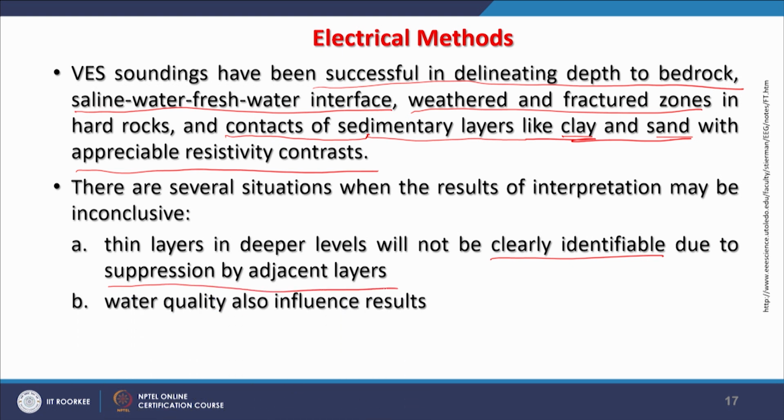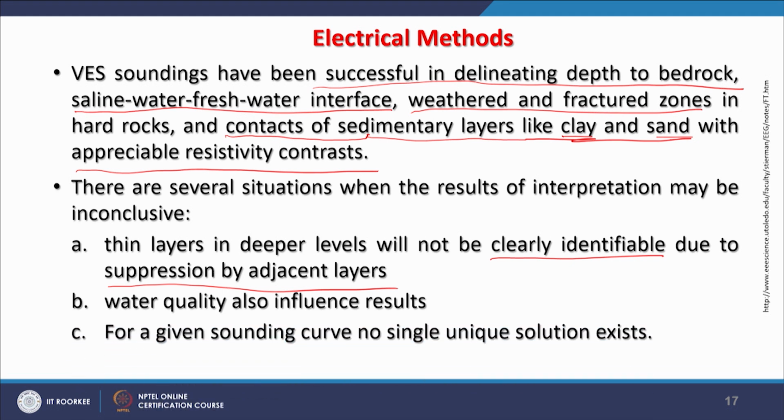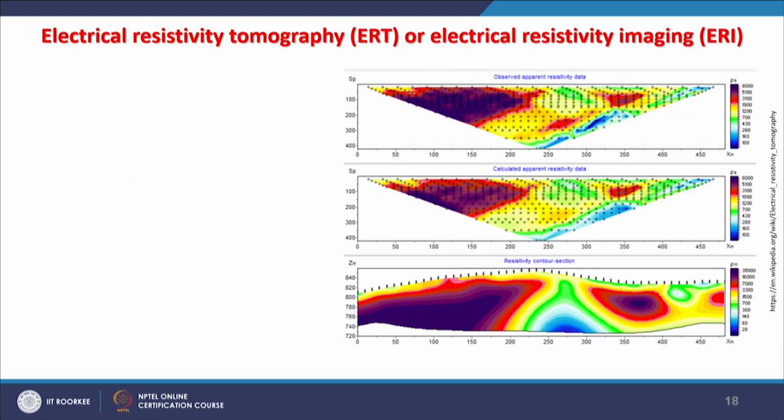Secondly, water quality also influences results. We know salinity influences results. So, if there are pollutants or contaminations, that will also influence our results. That is the kind of limitation of such methods. And the third one is that for a given sounding or profiling curve, no single unique solution exists. Each location is unique, each subsurface condition is unique. Therefore, a common or single unique solution cannot be given.